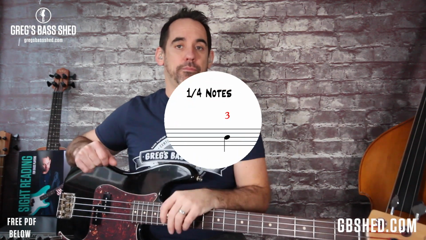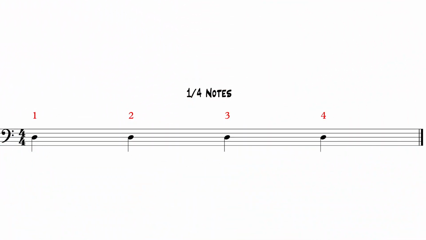The most common time signature in popular music is 4/4. Now we have a time signature at the beginning of each piece of music, and that tells you how many beats there are in every bar and what types of beats there are. So in 4/4 we have 4 quarter notes in each bar. And this is what it looks like written down. And we count this 1, 2, 3, 4.